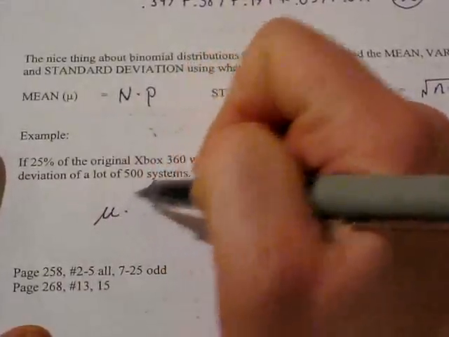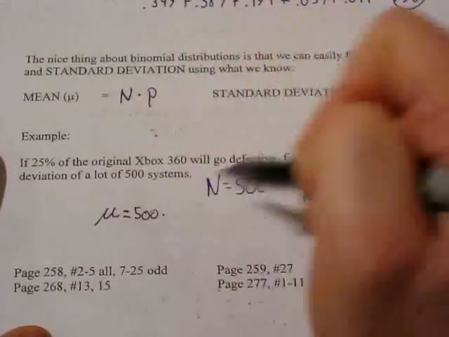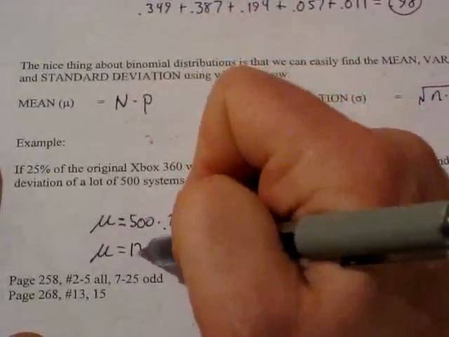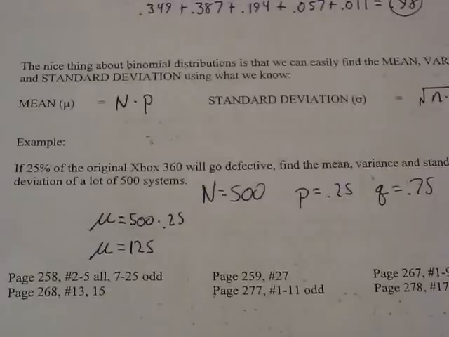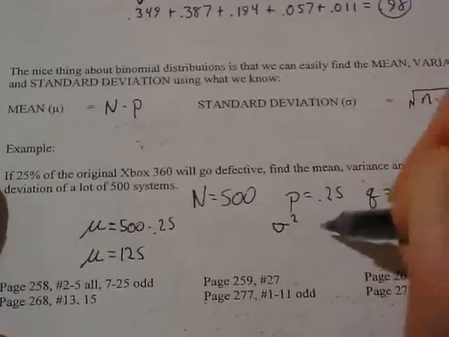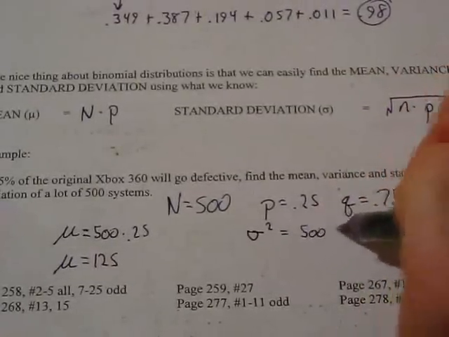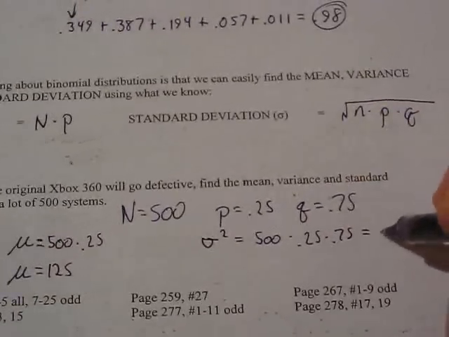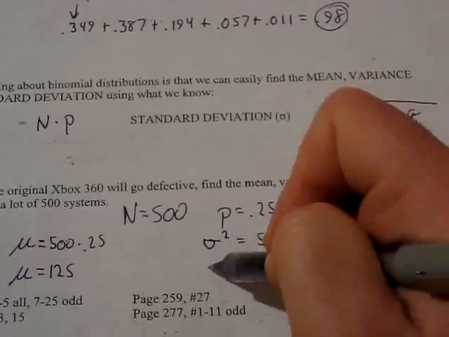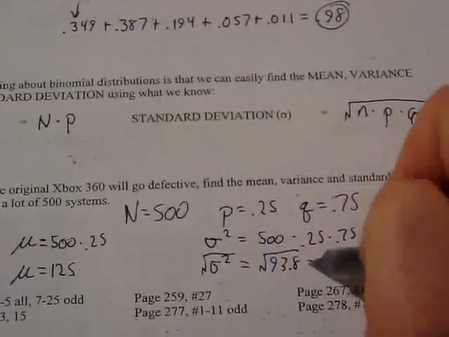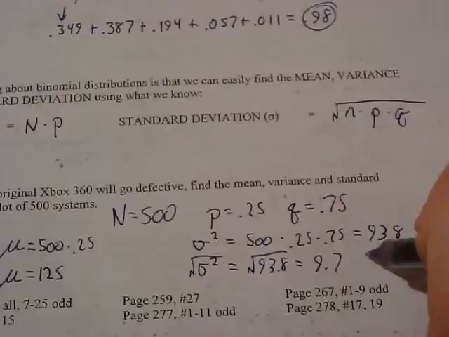All right, so let's go and talk about this here. Let's get the average. The average is going to be 500 times p, which is our success rate. So that means our average failed Xboxes would be 125 out of 500. 125 out of 500 will fail. Now, let's take a look at the standard deviation. First of all, just the variance, which is going to be the non-rooted form. So 500 times p times q, and that gives us an answer of 93.8 as our variance. And then we take the square root of that, the square root of 93.8, which gives us our standard deviation of about 9.7 systems.